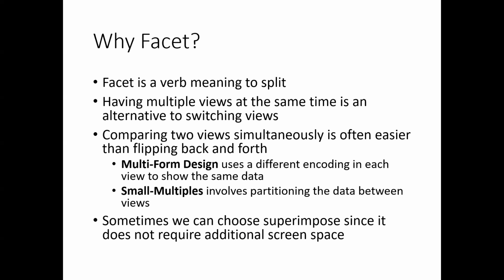So multiform design uses a different encoding in each view to show the same data, and small multiples involves partitioning the data between views. Sometimes we can choose superimpose since it does not require additional screen space. The cost of juxtaposed views is the space required. There's definitely a trade-off between the display area of the screen and the working memory of humans involved. And superimposition doesn't require more screen space, and we can change the view over time. However, it's often hard to create distinguishable layers. If you've done any work with layering, you can tell that it's kind of hard to get those layers so that they can be distinguished from one another.